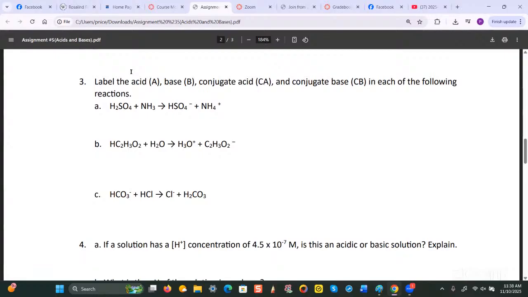The substance that's losing hydrogen ions, that would be the acid. The substance that gains hydrogen ions would be the base, all right? All right, so for A, which of the two reactants would be the acid in this case?